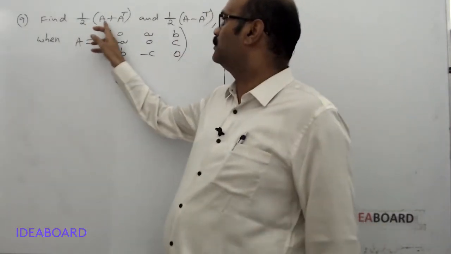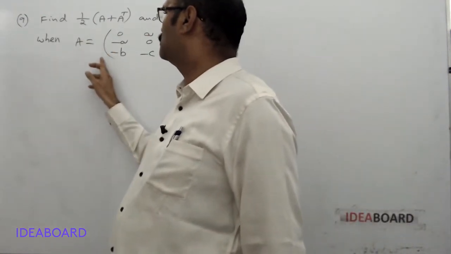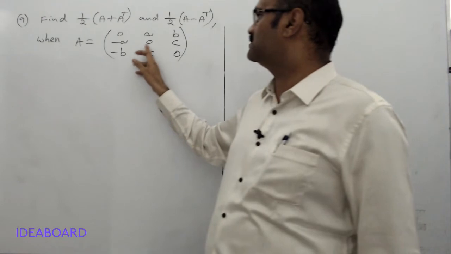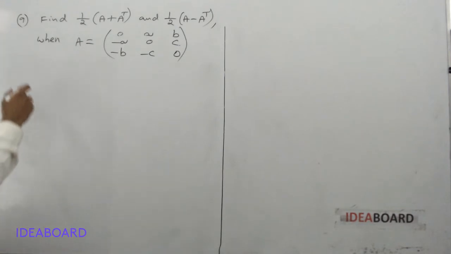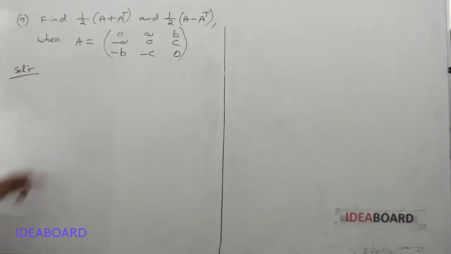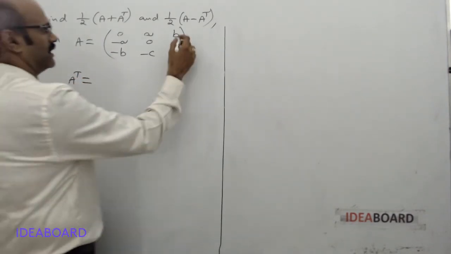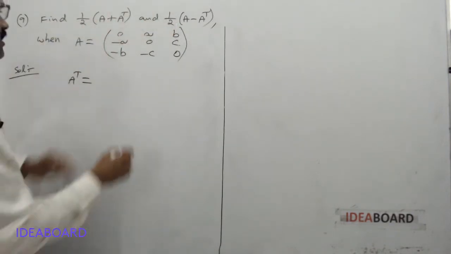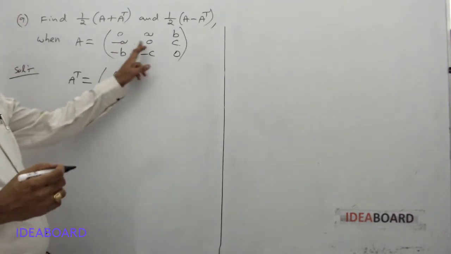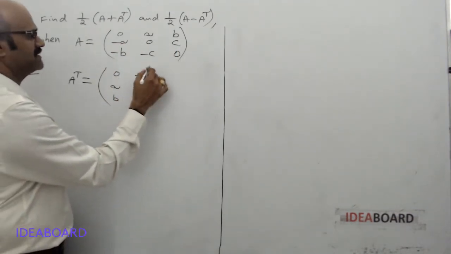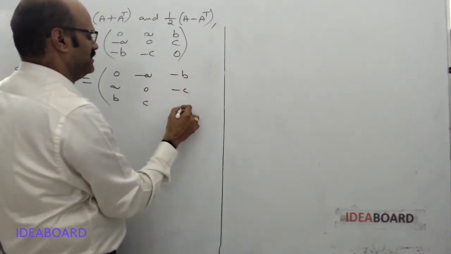Find half into A plus A transpose and half into A minus A transpose when A equal to [0, a, b; -a, 0, c; -b, -c, 0]. Solution. A equal to, we have this matrix, then A transpose equal to, write first row into first column. So [0, -a, -b; a, 0, -c; b, c, 0].